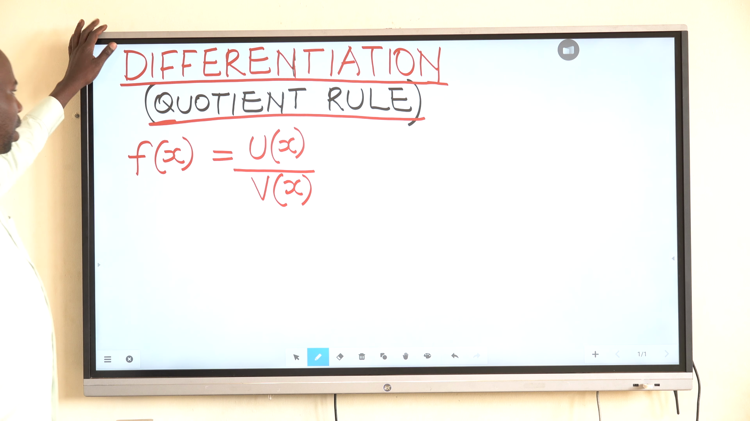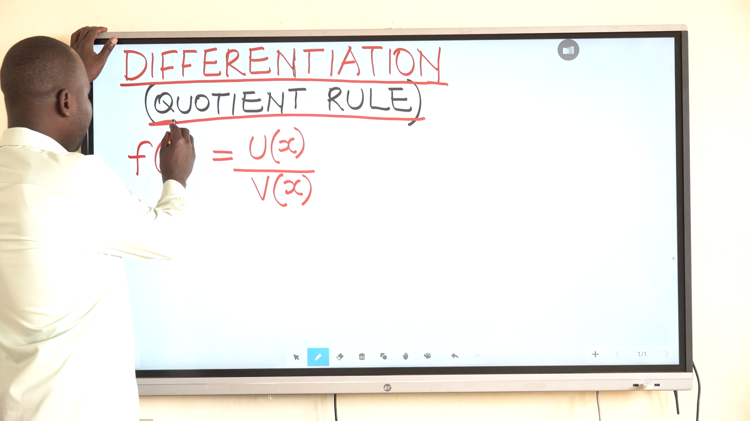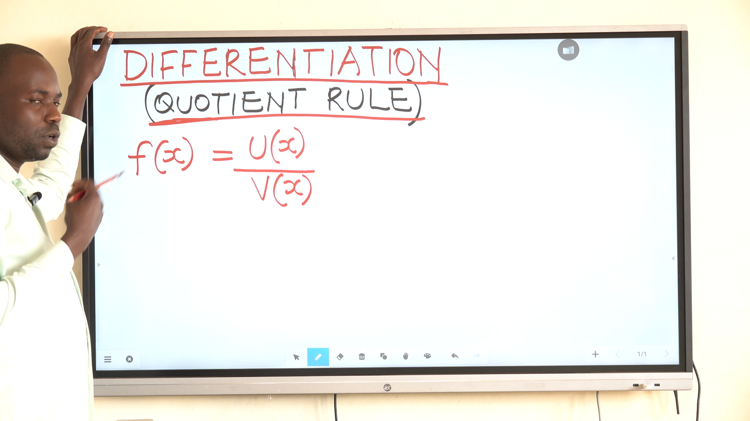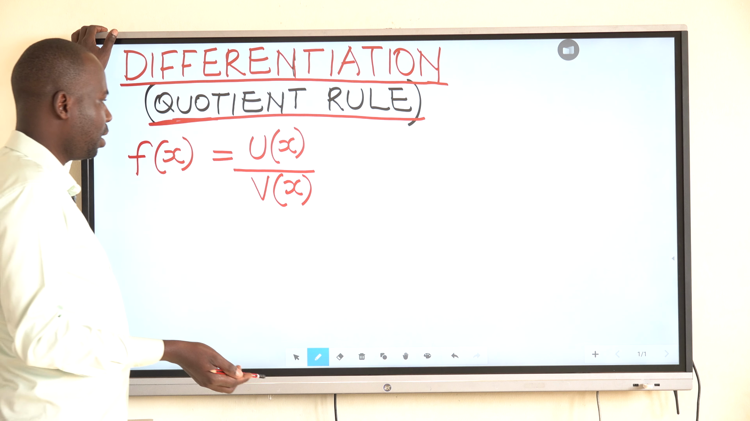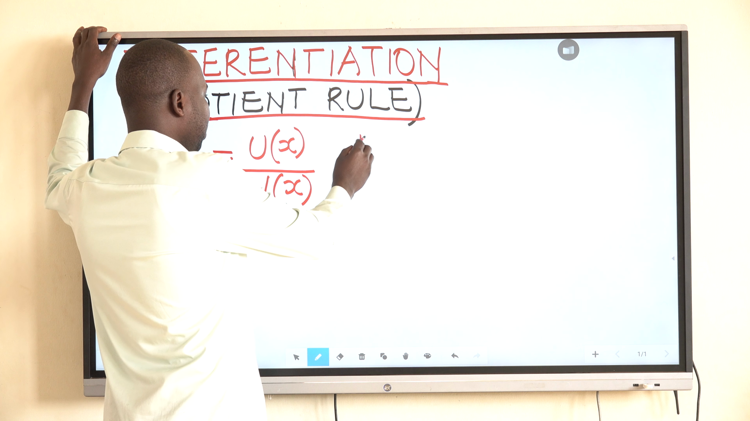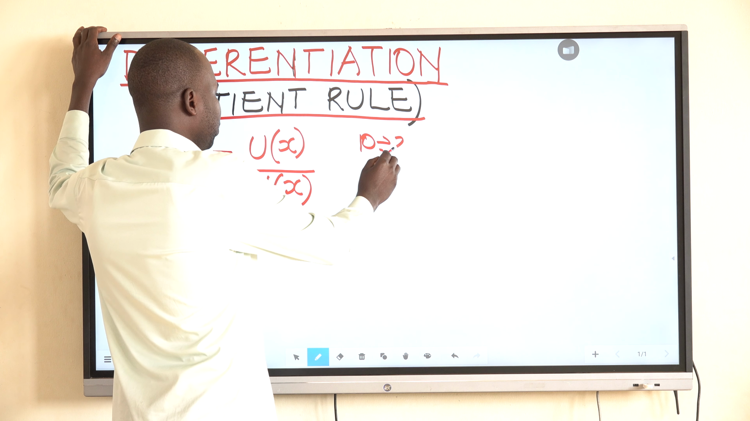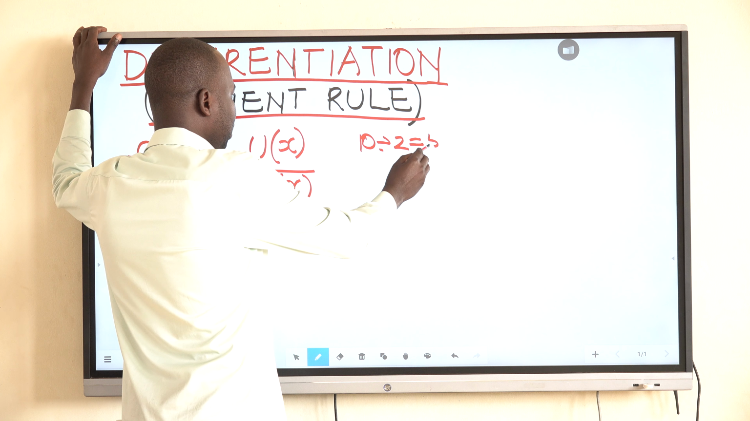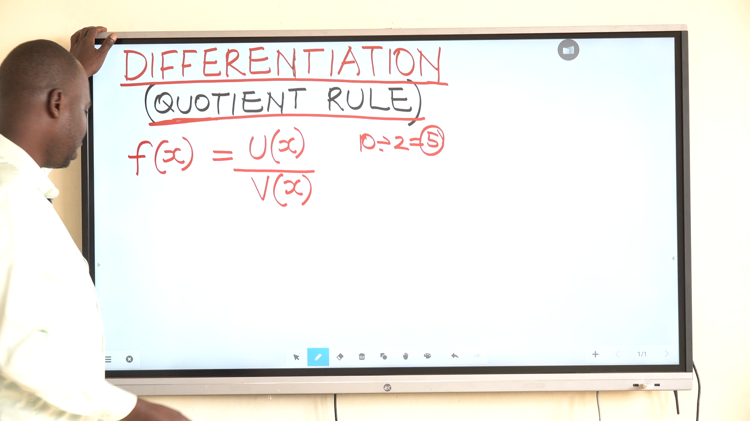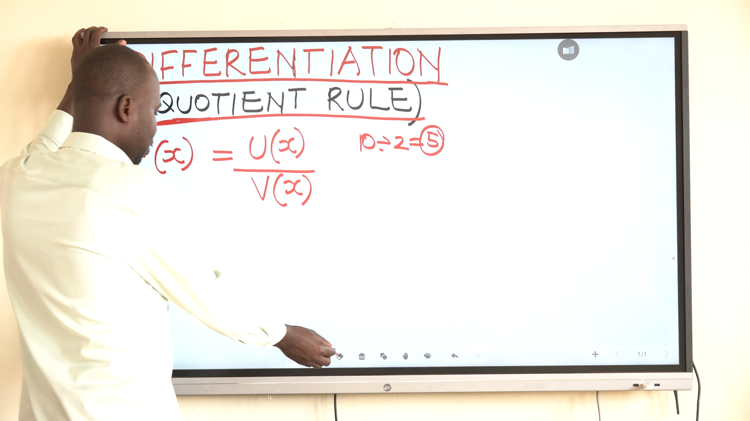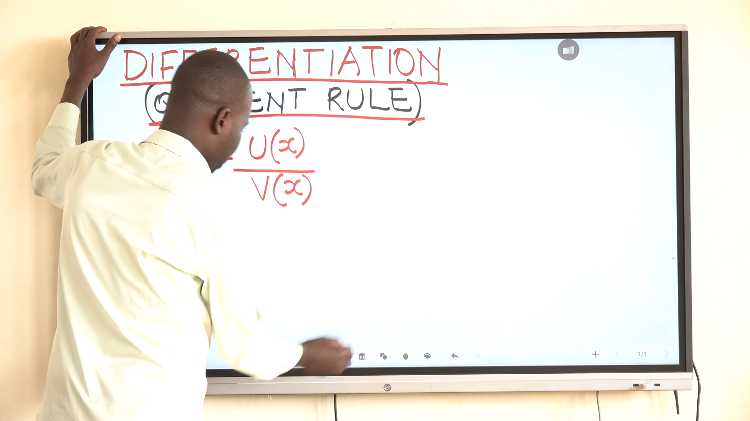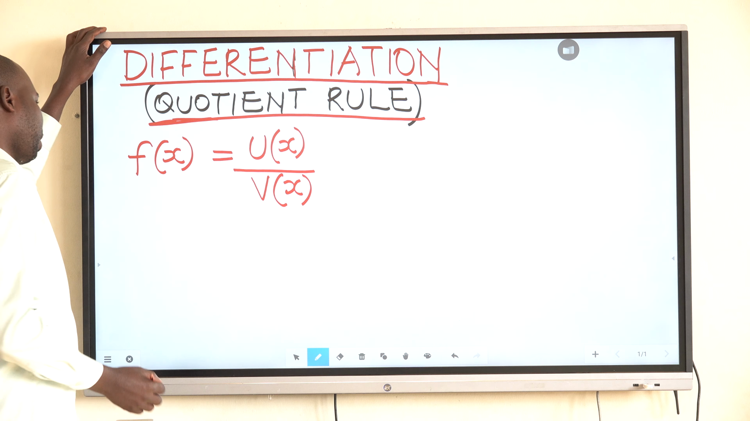Also, what we need to know about the quotient rule is the meaning of this word quotient. Quotient is a result that is got after dividing two numbers. Let's say you're dividing 10 by 2. The answer that you get, 5, is your quotient. So it is also very important to know that. Now, what does the quotient rule say?